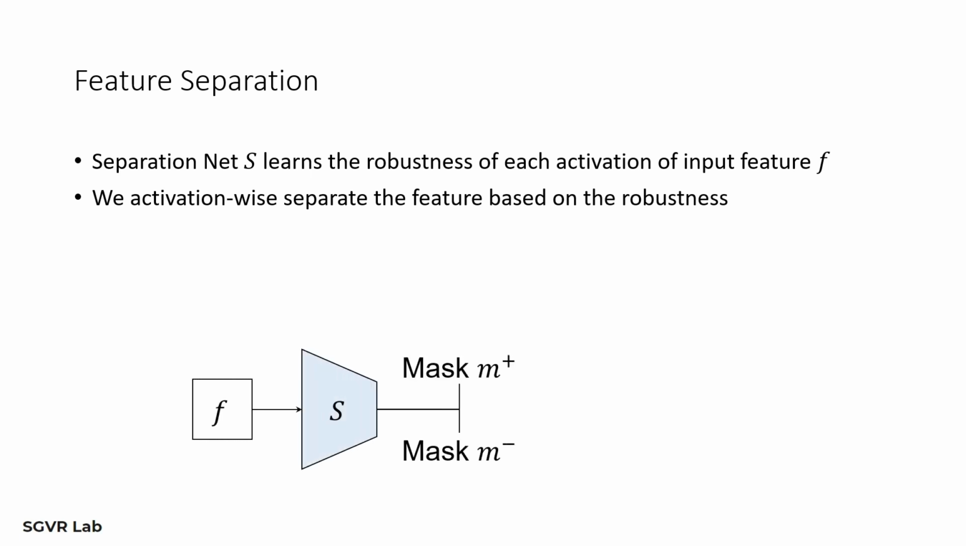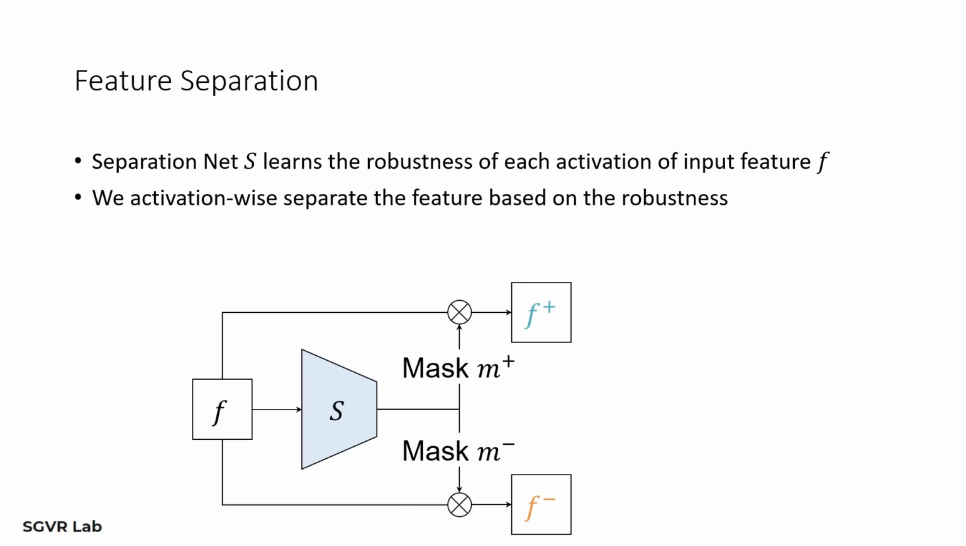From the input feature F, the separation net outputs two masks, M+ and M-. The positive mask M+ masks out the non-robust activations that are responsible for mispredictions, and the negative mask M- masks out the robust activations responsible for correct predictions. Then we apply each of these masks on the input feature to generate the robust feature F+, which consists of activations that provide useful cues, and the non-robust feature F-, which consists of activations that lead to mispredictions.